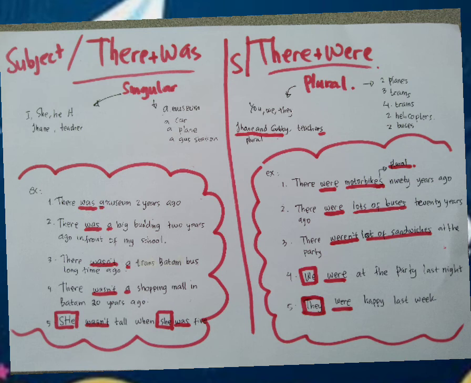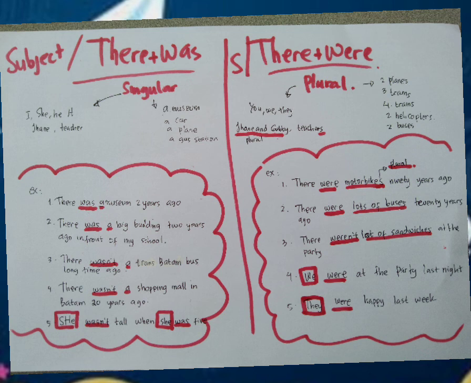We can know a big building is singular, so we use there was. And what about there were? There were motorbikes 90 years ago. Motorbikes is plural. We can know from the S at the end of motorbikes. And next, there were a lot of buses 20 years ago. We know a lot of buses means plural, so we use there were.